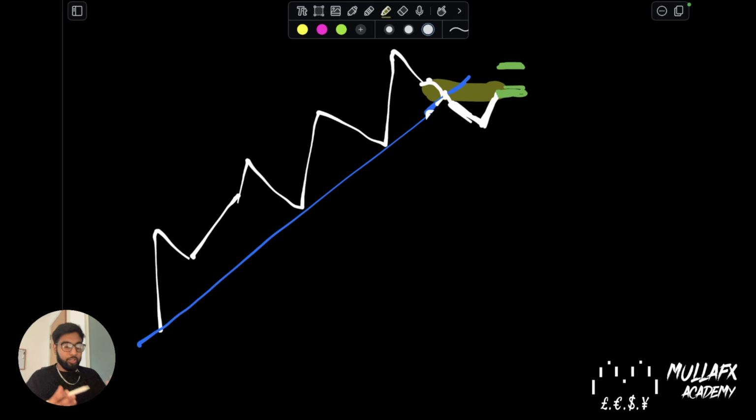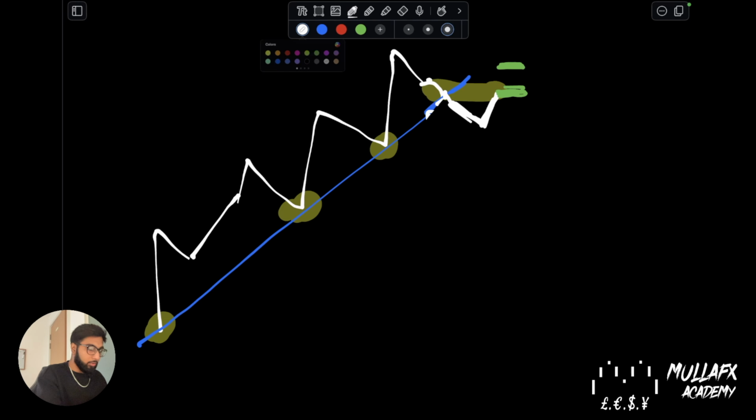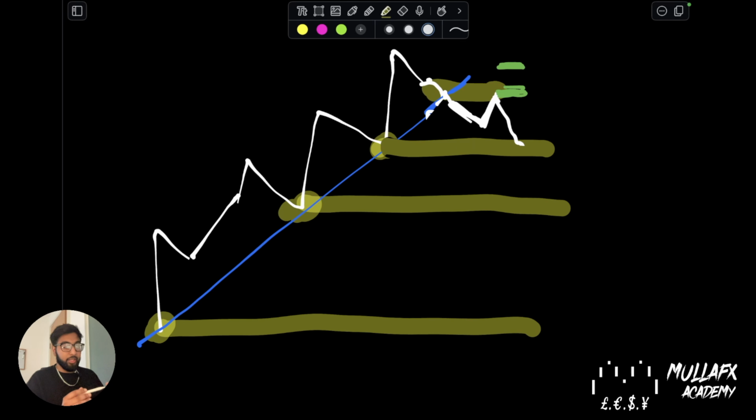In a trend line, you've got point A, B, C. What we're doing is expecting price to get to these levels. So if price comes down to level A, and we draw a support level here, here, and here, then in this example we have three take profits: take profit 1, take profit 2, take profit 3.